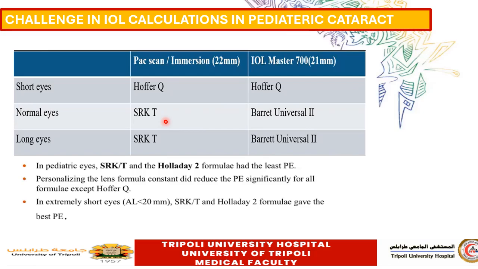And in very short eyes, you can use the Hoffer Q formula, with either ultrasound or IOL Master measurement of the axial length. So this is another challenging point in pediatric cataract: the IOL power formula, as well as the measurement technique, using optical biometry or ultrasound biometry.